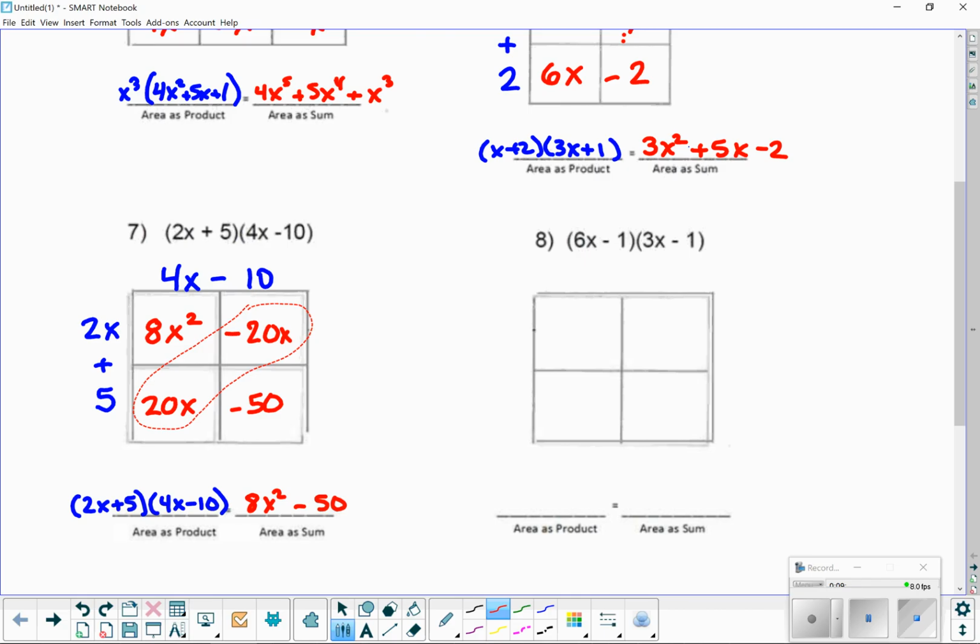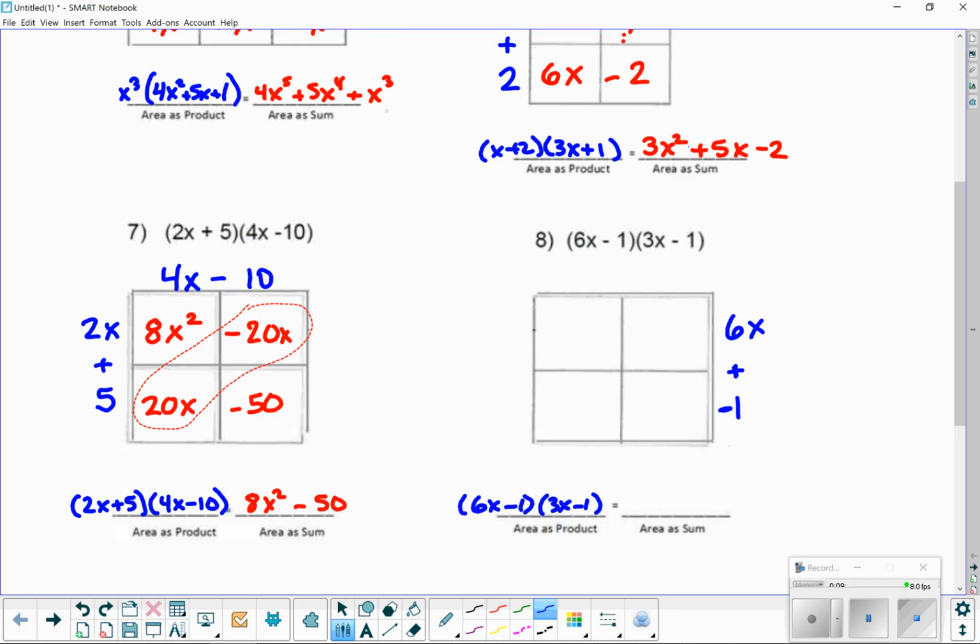Okay. Next one. Again, I already have my product. So 6x minus 1 and 3x minus 1. Okay, I'm going to go ahead and write this along the side. Right, 6x minus 1. Okay, or if you want, you can put a plus a negative 1 if you want to. If you want to feel like you want to put the minus next to the 1.